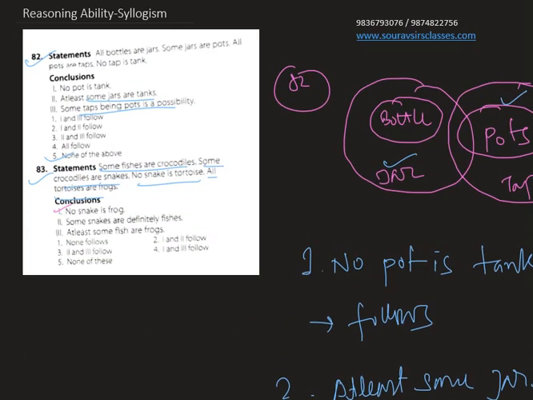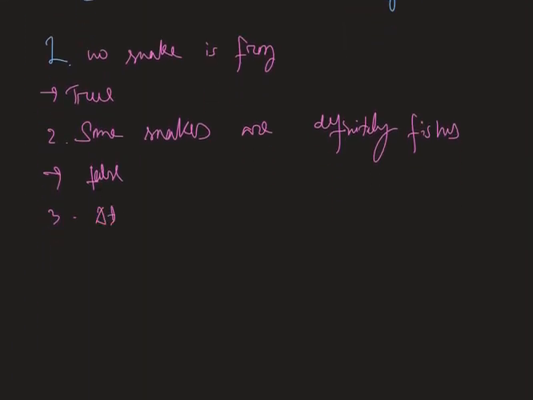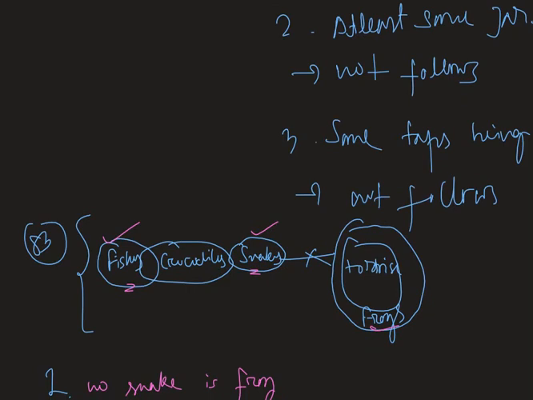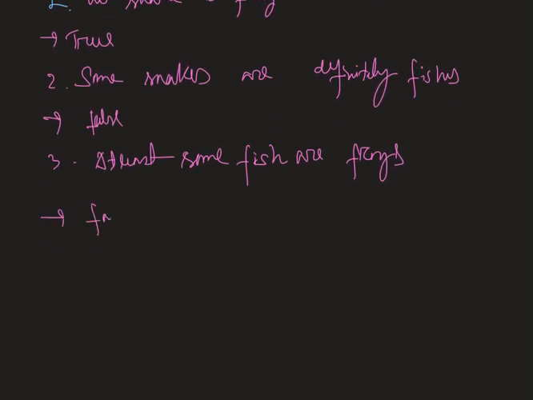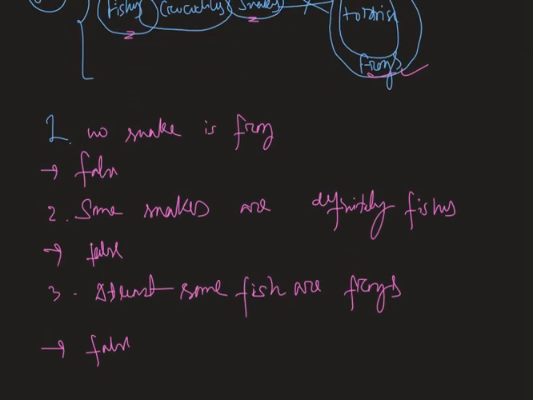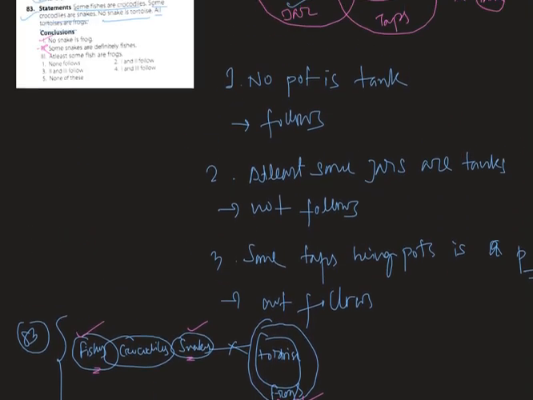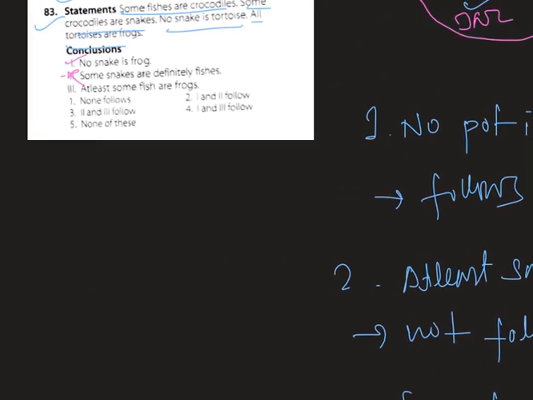Now let's see the last conclusion: at least some fish are frogs. Okay, so this is the fish set and this is the frog set, and there is no relation between them, therefore this statement is also false. Therefore all the three conclusions are false.